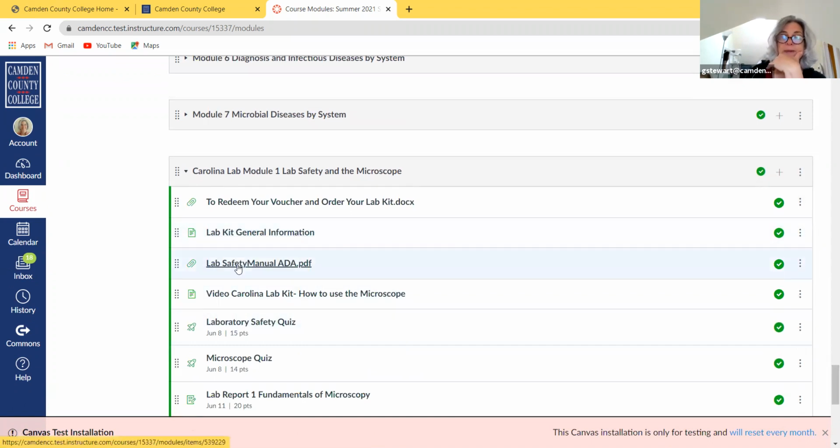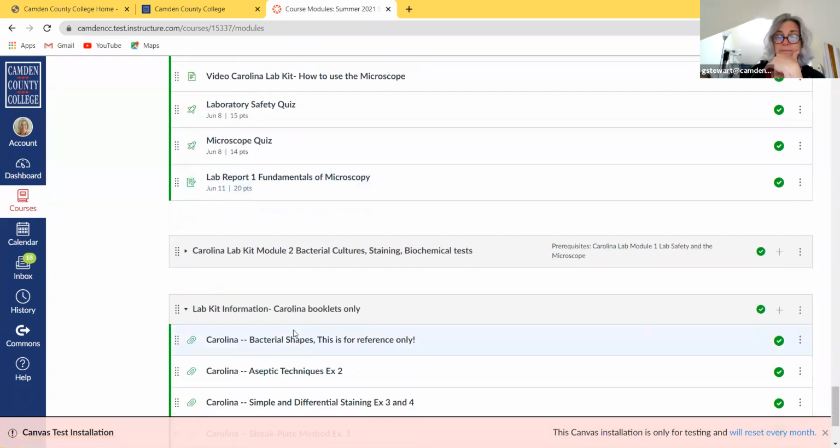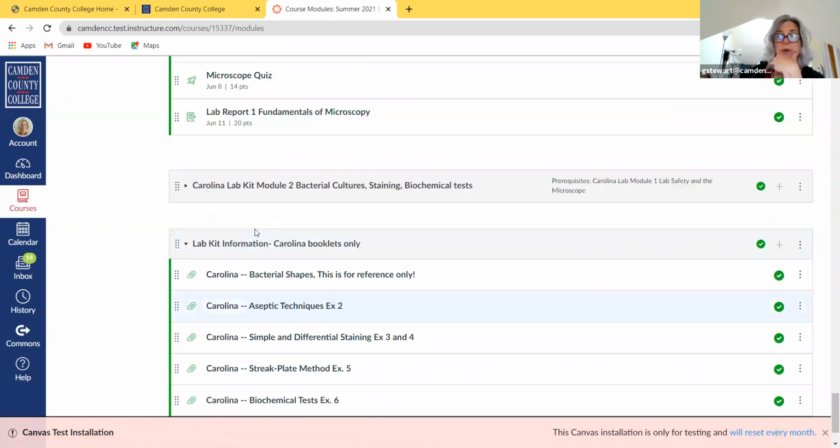information. This lab safety manual is from Carolina. The video, how to use the microscope, lab safety quiz, microscope quiz, and lab report. Notice that, as I said, lab kit module 2 is closed until you finish these requirements. That first lab report is due on June 11th. Notice these are set for June 8th so that we can get going with our bacterial growth.